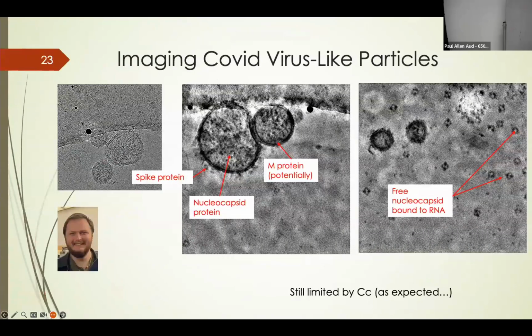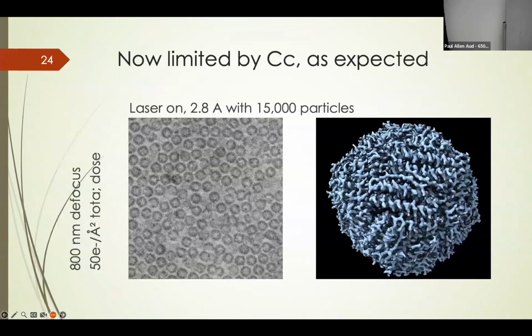Imaging COVID virus-like particles. So virus-like particles are essentially viruses where you take out the part that makes you sick. But I think these images look so real that you get sick from just looking at them. And again, the contrast between laser off and laser on is quite striking. And then we use the microscope to take images of apoferritin molecules and get a reconstruction, which now goes to 2.8 angstrom resolution, which is exactly where we expect the old microscope to be limited.